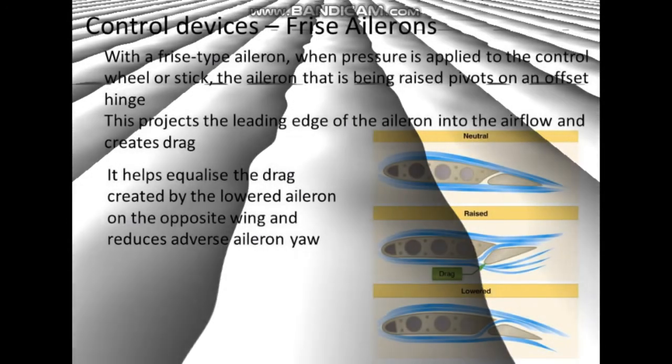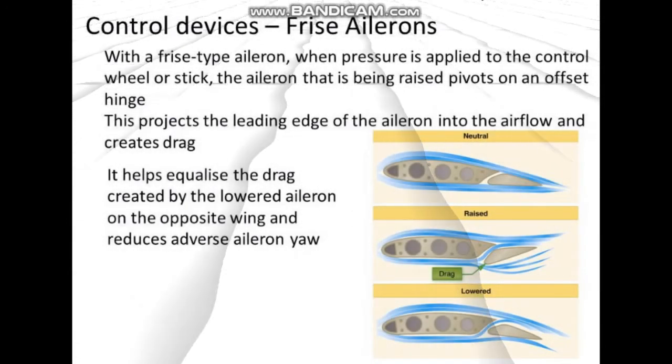The second thing that will prevent the adverse yaw is the Frise aileron. With a Frise type aileron, when pressure is applied to the control wheel or stick, the aileron that is being raised pivots on an offset hinge. This projects the leading edge of the aileron into the airflow and creates drag.